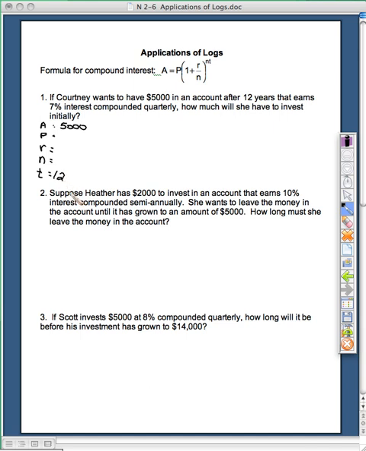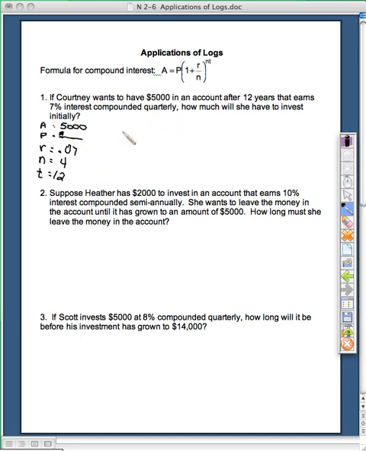Time that was given to us was 12 years. Time will be in years. Earns 7% interest. Remember, that's your R, and when we do the interest, we change it from a percent to a decimal by dividing by 100 or moving the decimal place to the left 2 places. Compounded quarterly means interest is calculated 4 times a year, so that's n equals 4. And how much will she need to invest initially? So this is what we're looking for right here, or you could just put a blank and it's dollars.